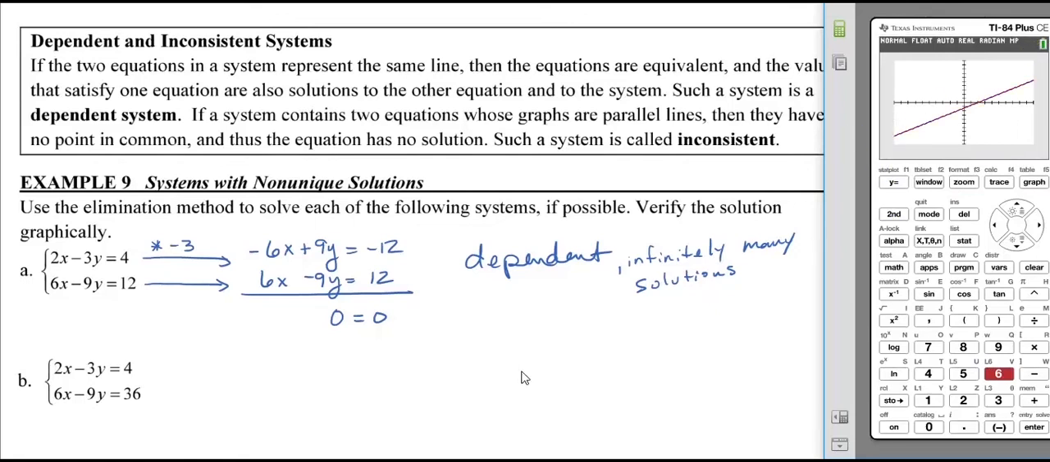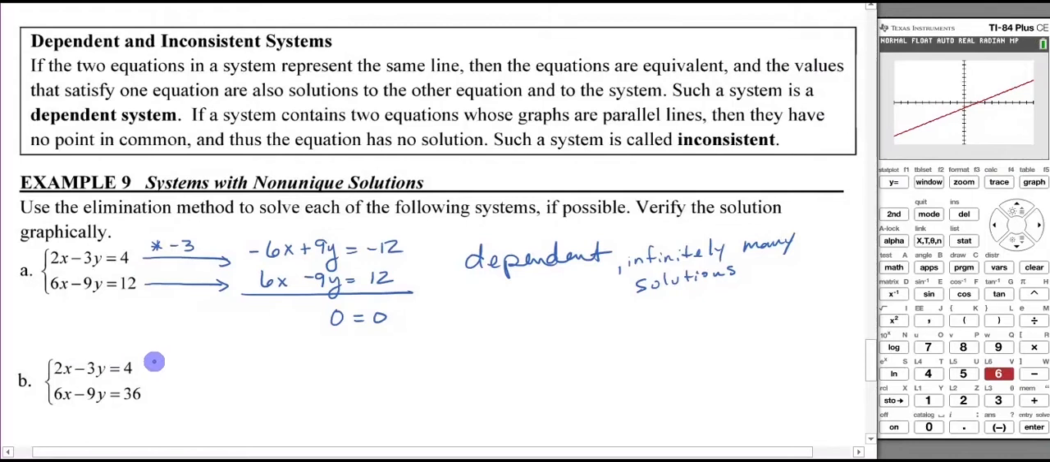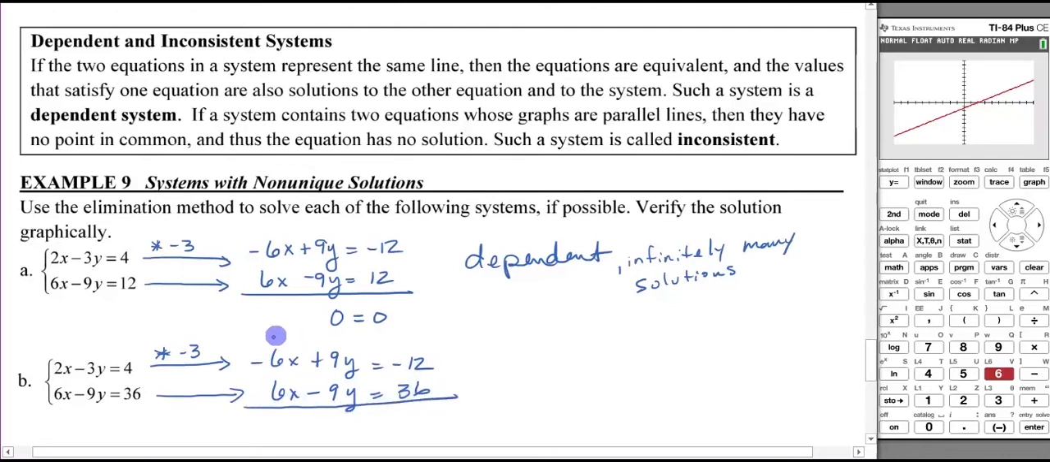With our second system, we have 2x minus 3y equals 4 and 6x minus 9y equals 36. Let's say that we multiply this first equation through by, again, a -3. That's going to give me -6x plus 9y equals -12. Then I have the second equation. I don't need to do anything to it because these variables are going to now go away. But not only does my x go away, my y goes away. So I get 0 on that side equals 24.